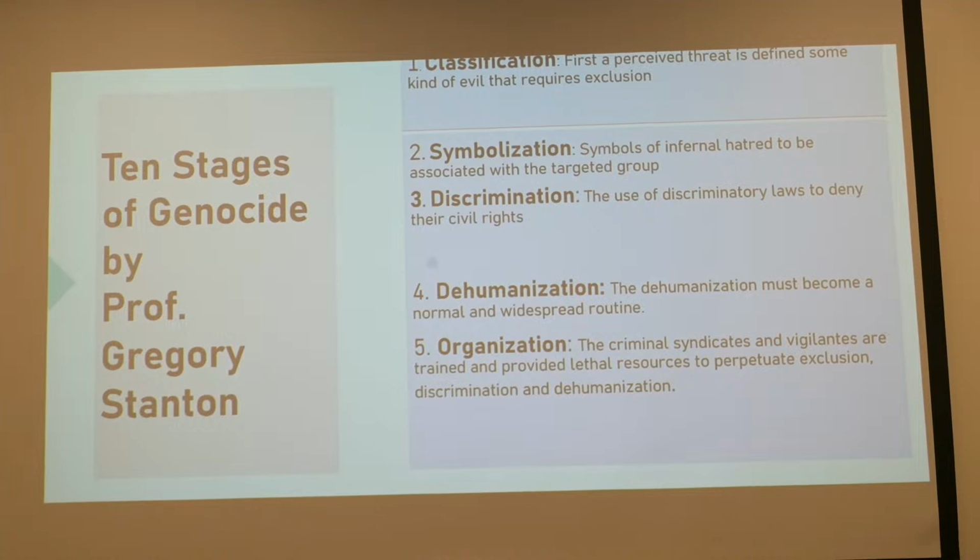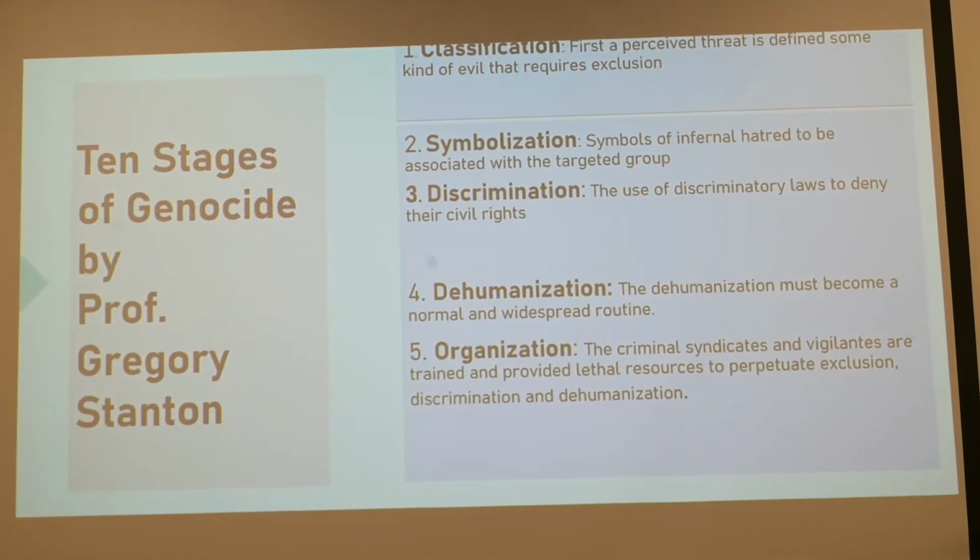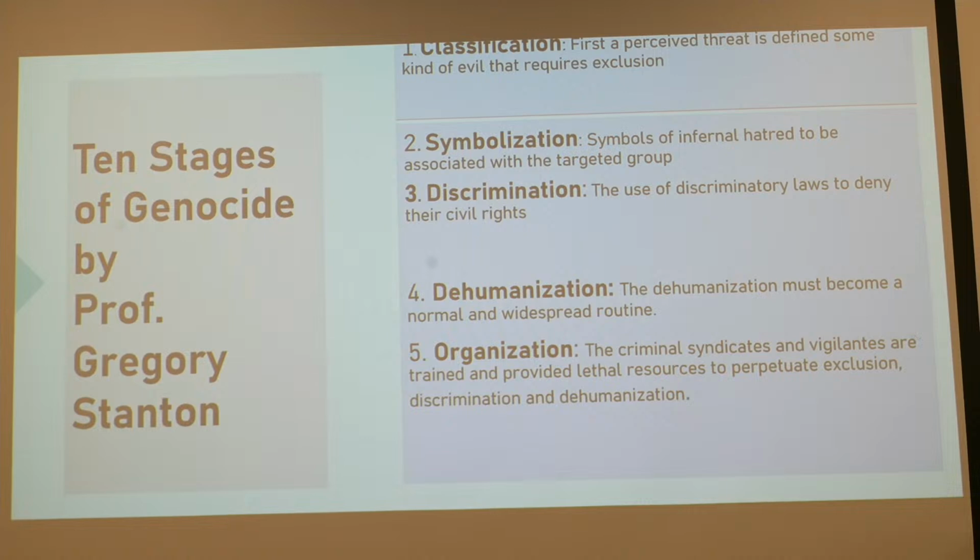Organization: organize the hate groups, vigilantes. Polarization: very influential politicians get involved to polarize. Preparation is kind of a policy, making it very open that you will not be punished if you participate in this crime. Persecution: prepare the death lists of the people, first the leaders, and then the masses, allow them to gather at a place where they can be exterminated. And then, keep denying.